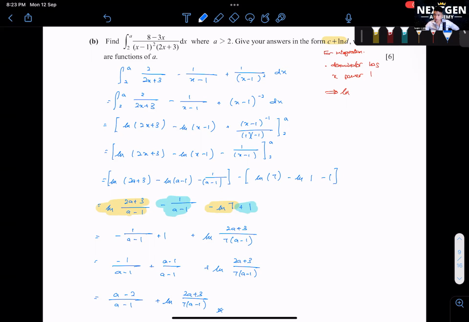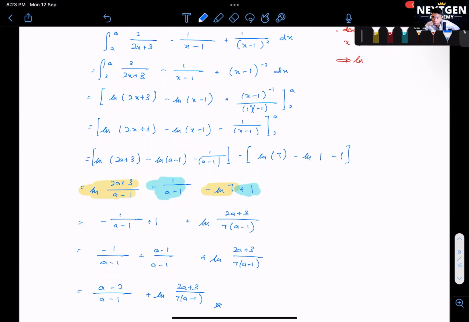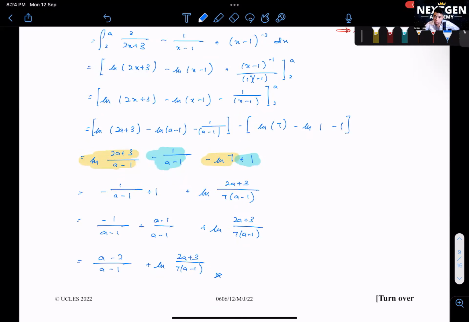Okay, let me see what Shannon wrote. I write it as 2a plus 3 over 7a minus 7. Wait, let me see yours. ln of 2a plus 3 over 7a minus 7, like that. Oh, 2a plus, okay. Or 7a minus 7, that one can.